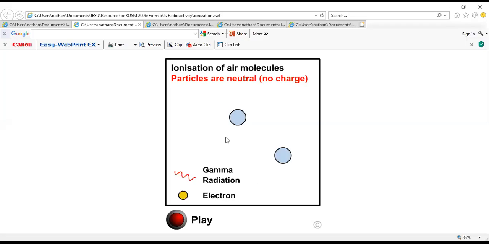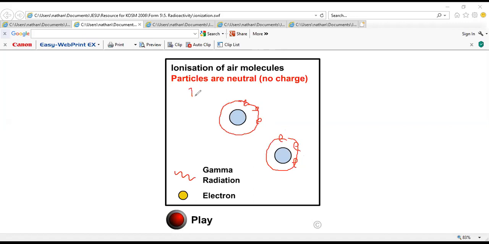Okay, now let's say these are air molecules. Initially the air molecules are neutral. So let's say alpha, beta, gamma, when they travel, they experience collision with the molecules. So initially, let's say this atom: you have a nucleus and then you have electrons orbiting the nucleus.